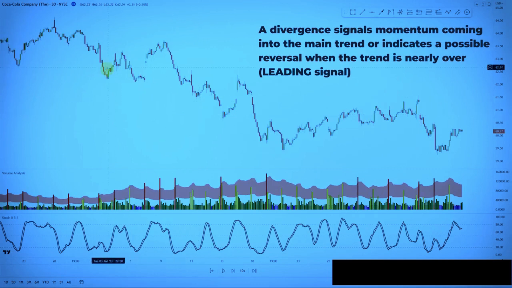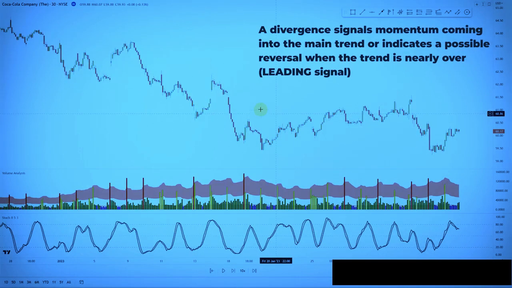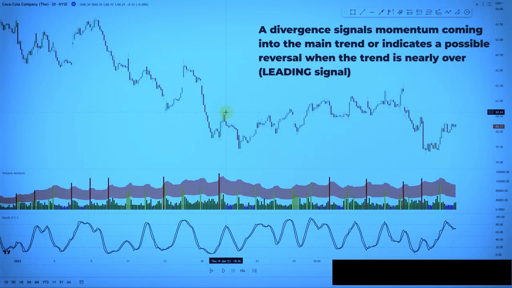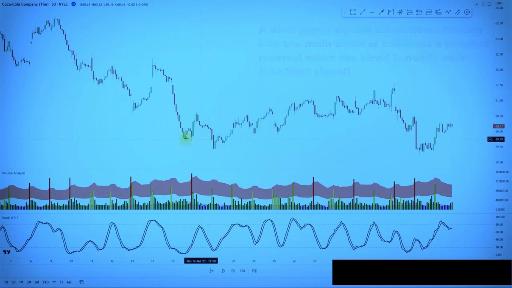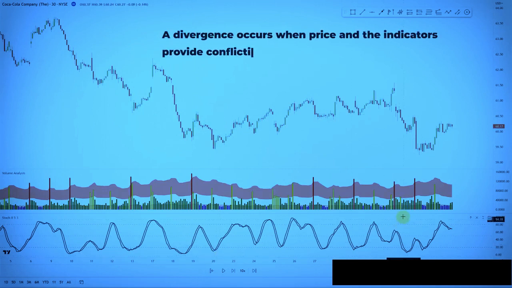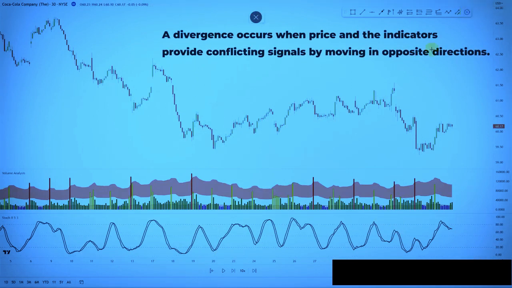In day trading, divergences should be one of your most important tools because they signal momentum coming into the main trend or indicate a possible reversal when the trend is nearly over. Again, leading signals. A divergence occurs when the price and the indicator provide conflicting signals by moving in opposite directions. There are two types of divergences, regular and hidden.